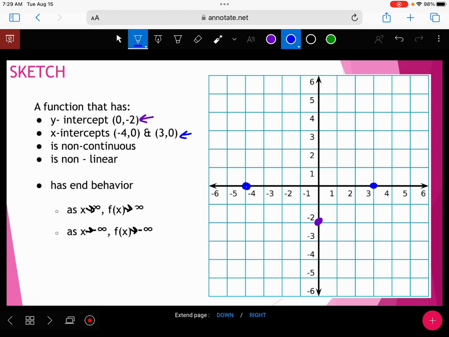It's non-continuous, which means we're going to have to pick our pens up. And it's non-linear. So it's not just one line. Let's get our end behavior up here, and then we can make something. So as x approaches positive infinity, f of x approaches positive infinity. So as x gets real big, as x comes this way, my y's are going up. So somewhere on this side, we're going to have an up arrow. I tend to draw it really wide so that I can make whatever choice I want on where this line goes.